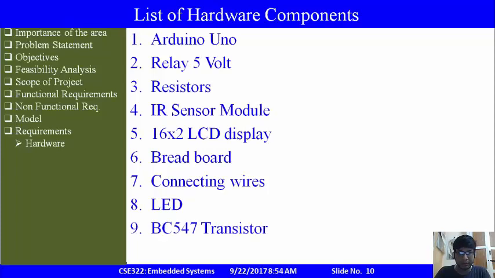The last one is the BC547 transistor. The BC547 is an NPN bipolar junction transistor, and it's used to drive the relay because Arduino does not supply enough voltage.